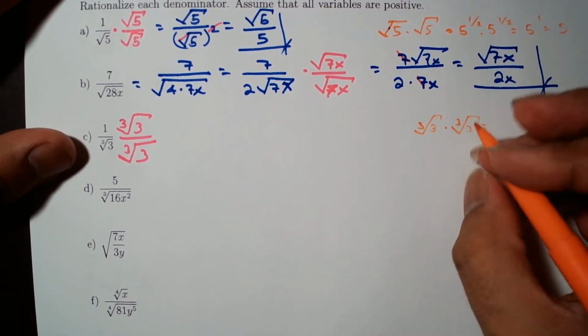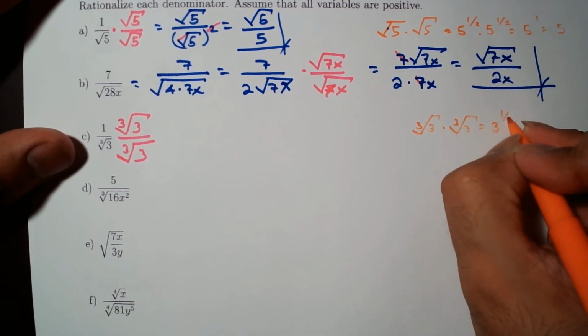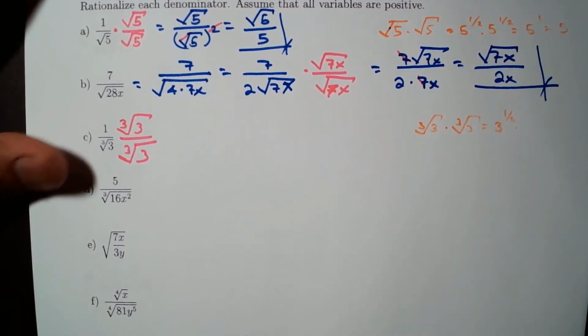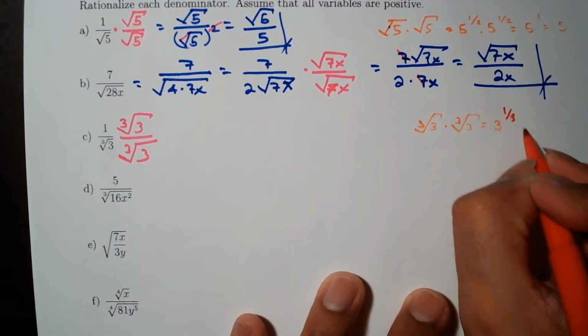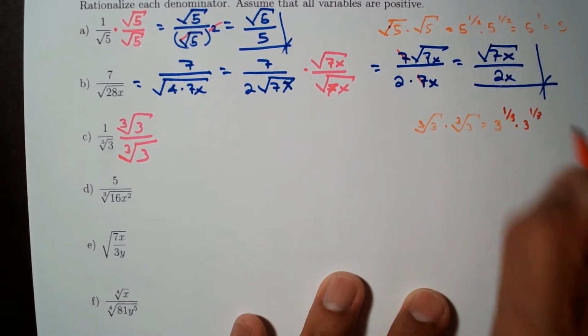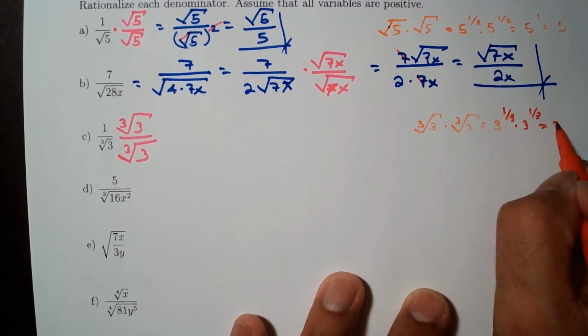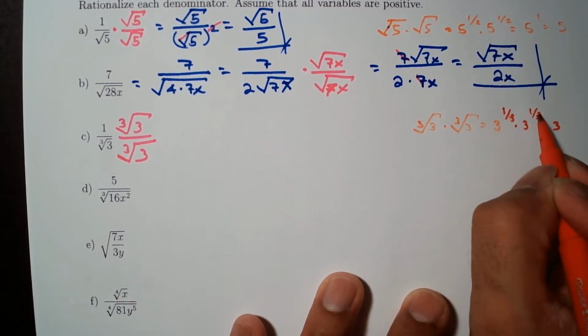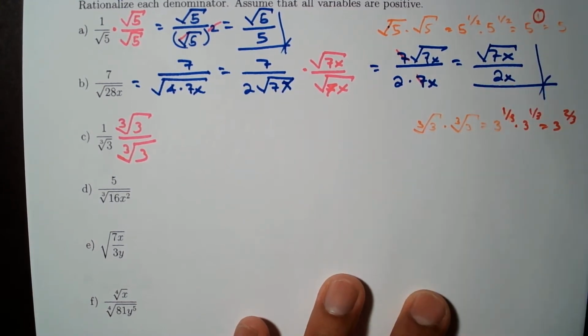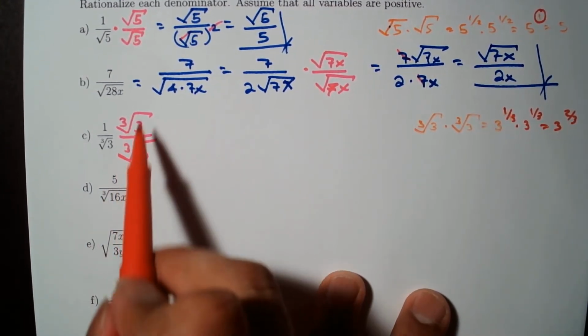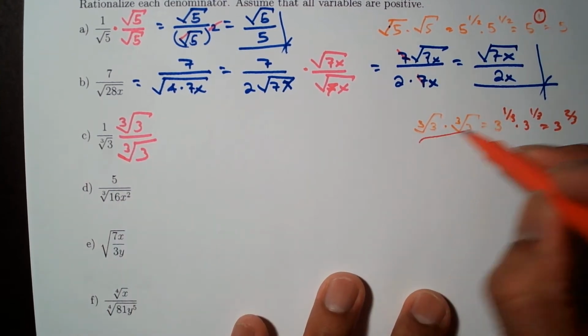is not going to work, because this is 3 to the 1/3 times 3 to the 1/3. And in this case, using powers, 1/3 plus 1/3 is 2/3. Ultimately, what we want is a 1. So it's not going to work by just multiplying in this way.